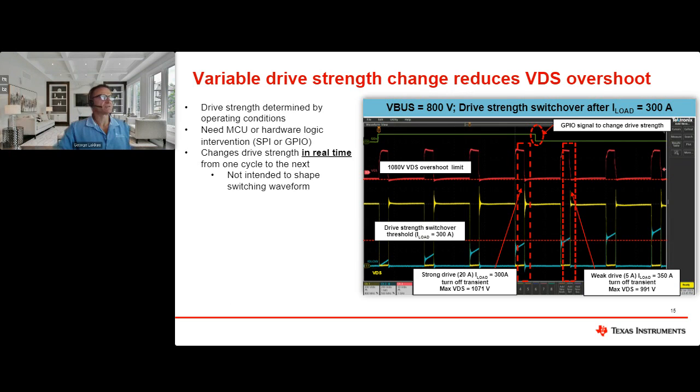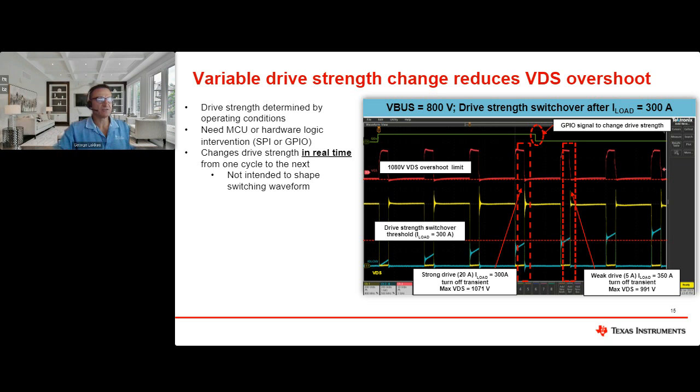So this is some actual data. This is data we took quite recently. Let me explain the different colors here. The blue is the actual load current of the motor. The yellow curve is the drain to source voltage on the silicon carbide switch. The red is the gate to source threshold voltage. And then the green is the actual GPIO signal that comes from the MCU to enable our gate driver to switch drive strengths.